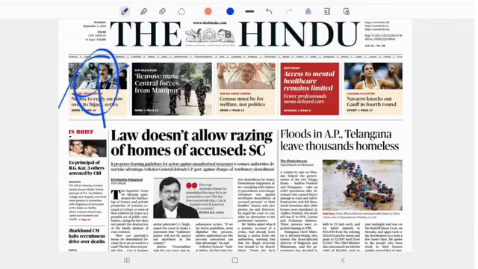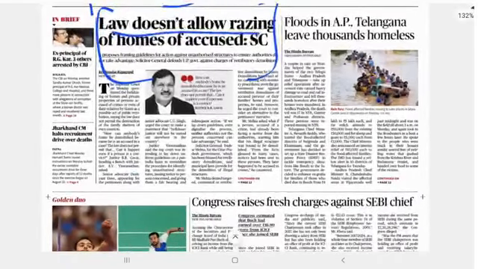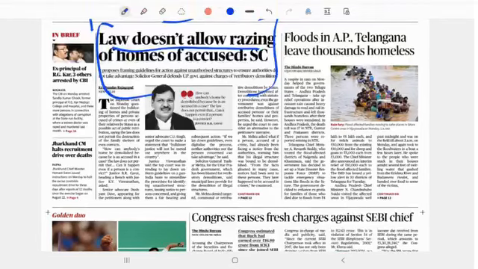Law does not allow razing of home of accused. See, these types of questions are important. Here they have mentioned law; maybe in this topic they will mention some law related to this. So just go through this. Here they have mentioned, continue to page 12. Flood in AP, Telangana leaves thousands homeless. This is also not important.